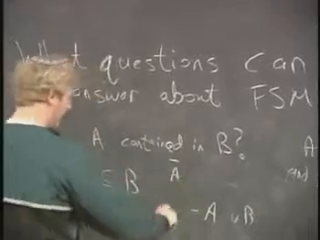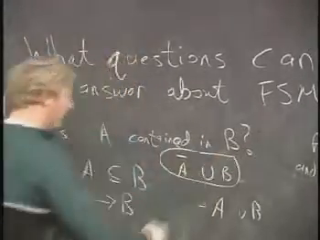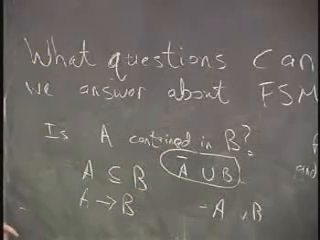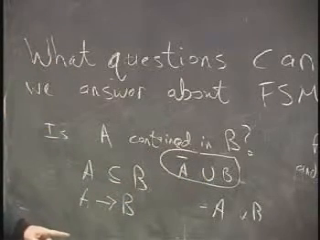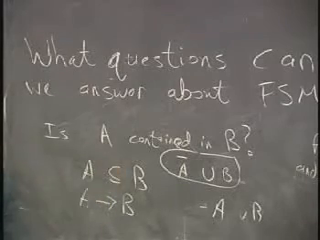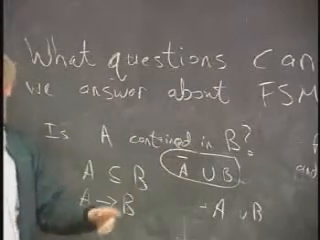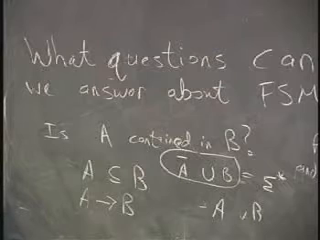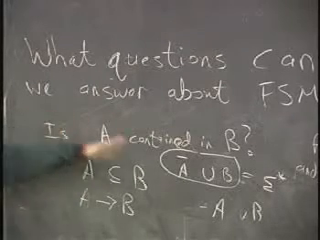The complement of A union B. What's going on? If you calculate this, that represents somehow this logical statement that A is contained in B. If this equals everything, if this is true for all the strings, if this equals sigma star, then A is contained in B.